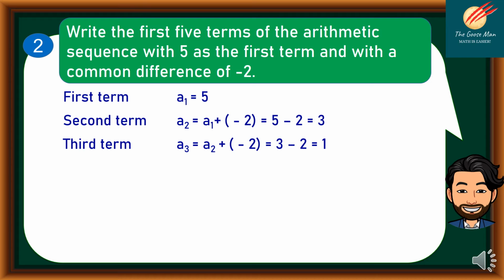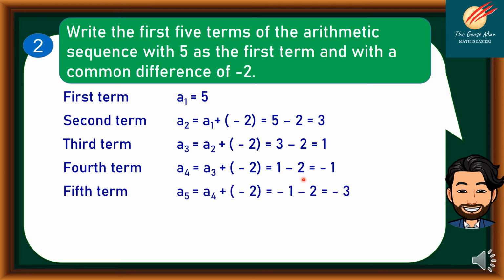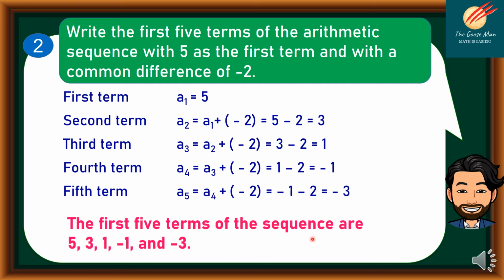The third term, a sub 3, is equal to a sub 2 plus -2, which is equal to 1. Next one, the fourth term is equal to the third term plus -2. We have -1. And finally, the fifth term is equal to the fourth term plus -2. We have -3. So therefore, the first five terms of the sequence are 5, 3, 1, -1, and -3.